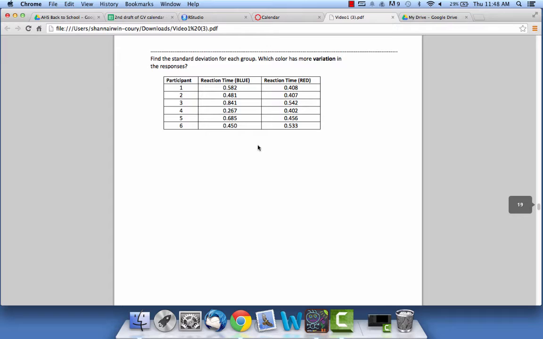Okay, so this one we want to find the standard deviation for each of these groups and then figure out which one has more variation. So more variation means higher standard deviation.